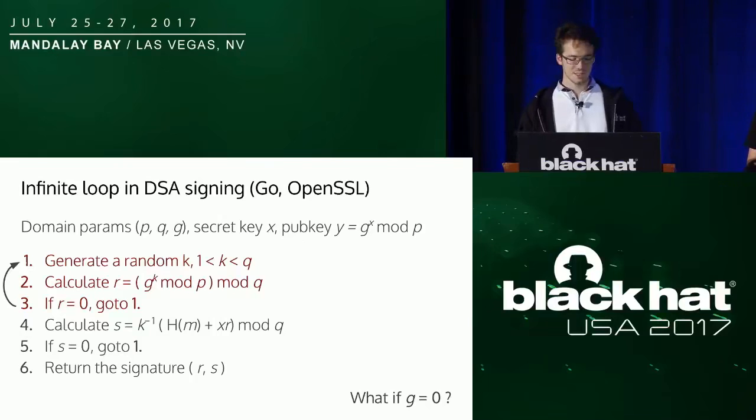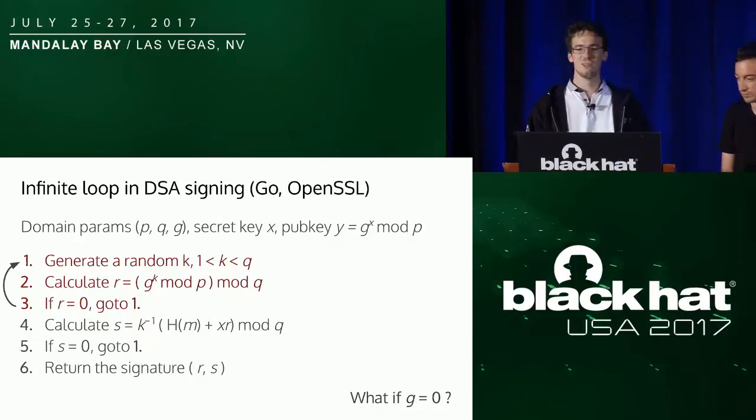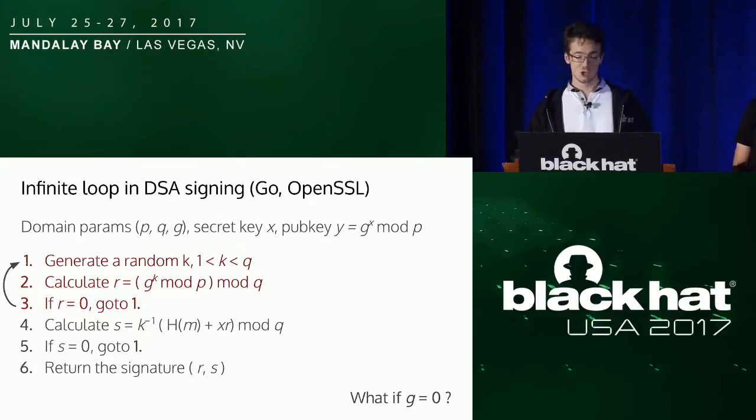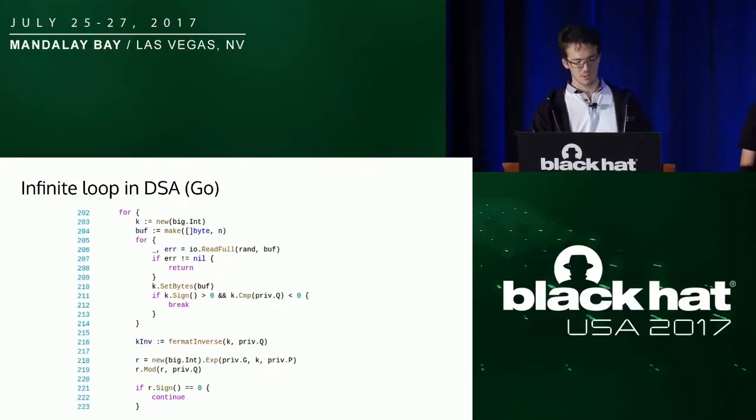But that's a problem if g is 0, for example. If g is 0, whatever you raise it to, you will get 0, I mean, always. So you get an infinite loop there. It's explicitly stated in the standard that the generator shouldn't be 0, but what if it is? Well, some libraries, Go and OpenSSL, for instance, won't check that, so we reported the problem to both.